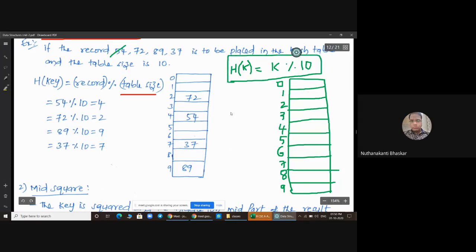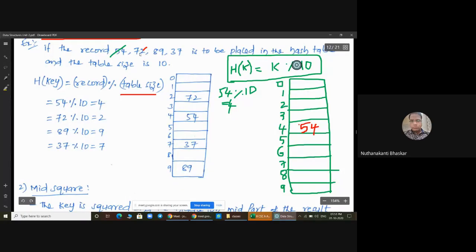Now tell me, 54 divided by 10, what is the remainder here? 4. Here 4 is the hash value. Now where do we have to store this input value? At the fourth index. We have to store it at the fourth index. Very good. The 54 is going to be stored here.